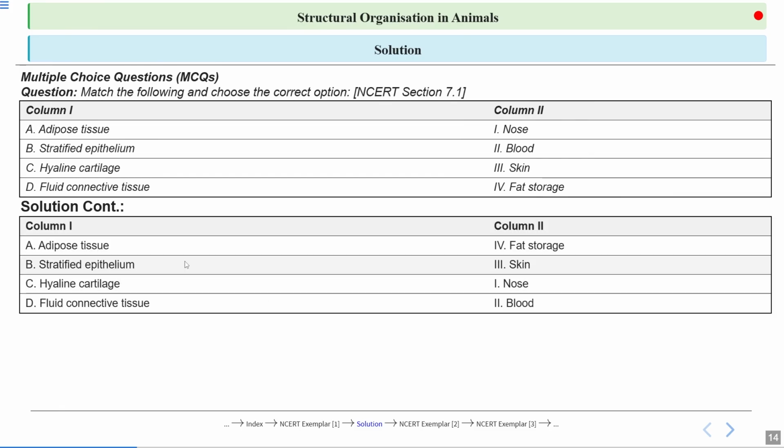Now this is the correct match. Adipose tissue is meant for fat storage. So A matches with the fourth. Stratified epithelium matches with the third, skin. Hyaline cartilage is present on the nose, first. And fluid connective tissue is the blood, second.